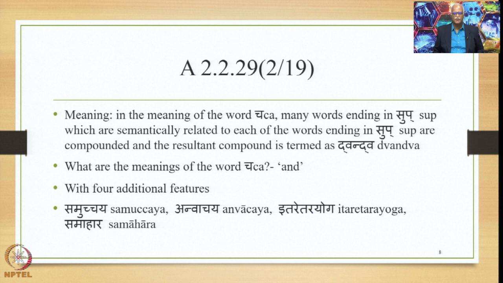Obviously, the next question is, what are the meanings of the word cha intended over here? Cha means and. The meaning of cha is and with four additional features. They are samuchaya, anvachaya, itaretara yoga and samahara. All these four mean and, but there are some additional features and shades involved in these different categorizations.